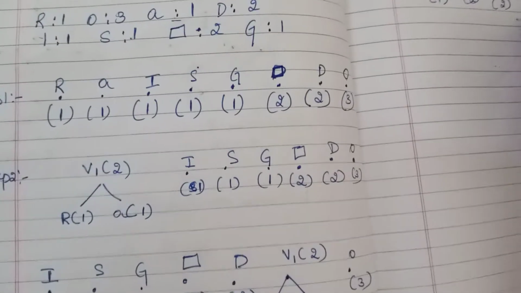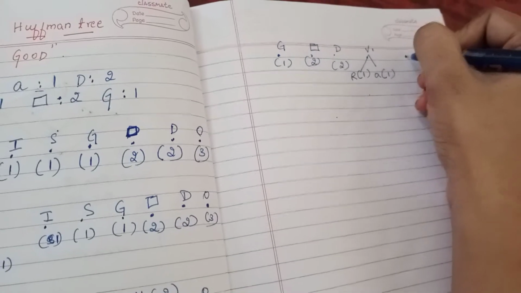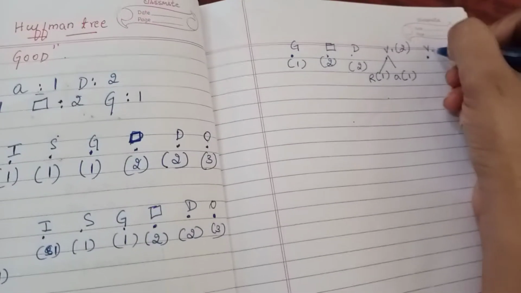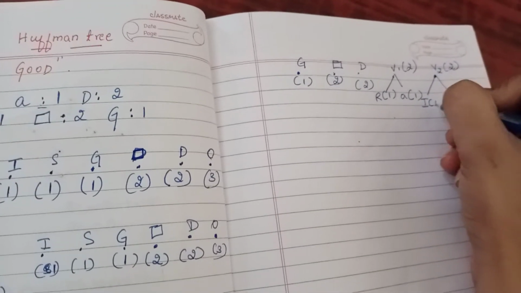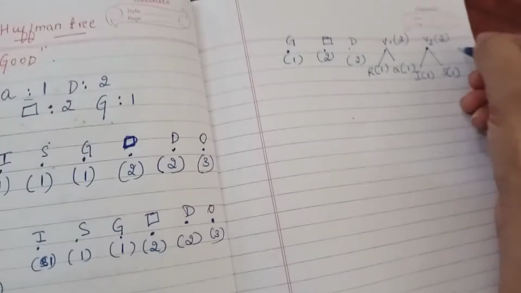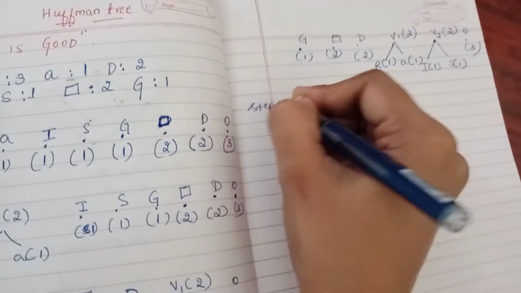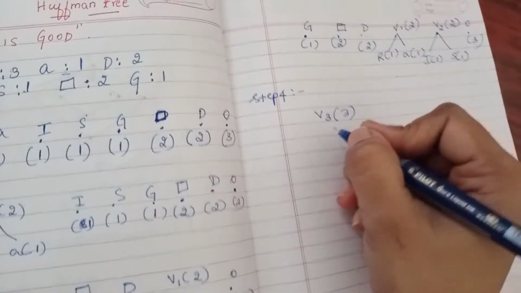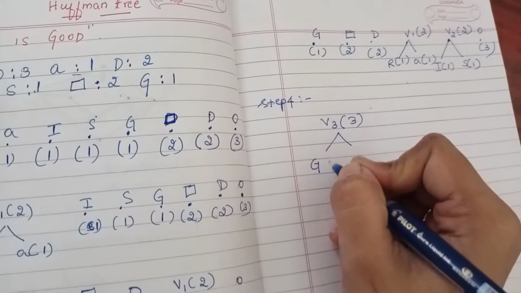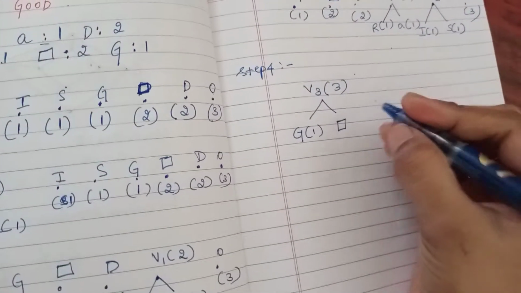V1 will be there as it is, R of 1, A of 1, V1 total is 2. Next V2 total is 2, and it is I of 1, S of 1, and O of 3. Combine the next two minimum weights. Step 4. You will end up with V3 of 3, that is G of 1 and blank space of 2.